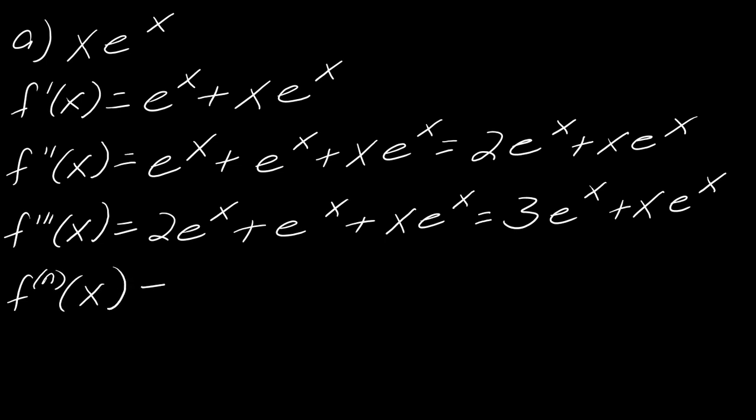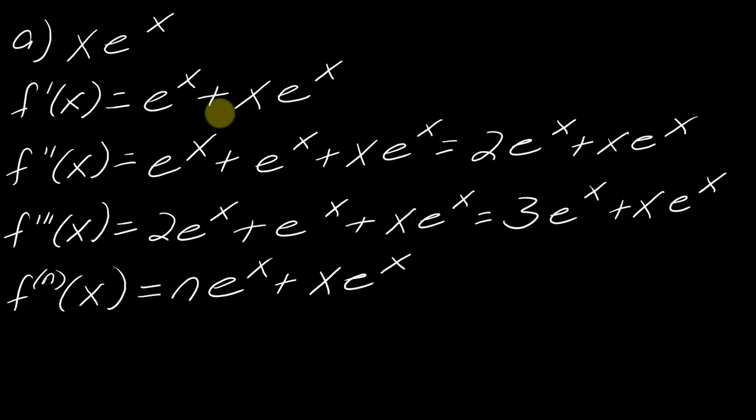And it's helpful to know this. So now this will be n e to the x plus x e to the x. On the second derivative, this was a 2. On the third derivative, this was a 3. So on the nth derivative, this will be n e to the x plus x e to the x. Okay, understanding all of this is very important so that you can establish the next part of the pattern.